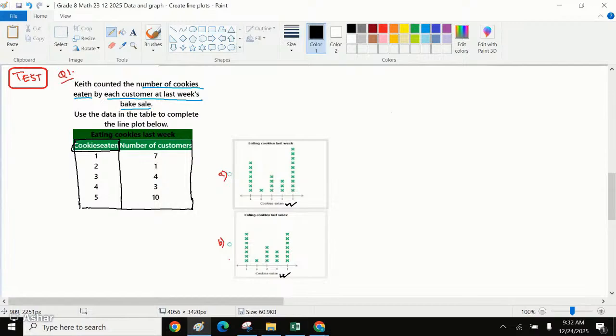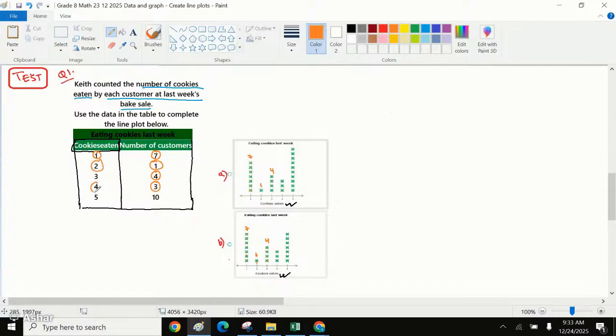Now we look at the question. There were 7 customers who ate 1 cookie. Can we count this? 1, 2, 3, 4, 5, 6, 7. Can we count this? 1, 2, 3, 4, 5, 6, 7, right? The first value is correct for either of the graphs. Let's see the second value. One customer ate 2 cookies. It should be 1 over here, and it says 1 also over here. 4 customers ate 3 cookies. 1, 2, 3, 4. That's correct. 1, 2, 3, 4. That's still correct.